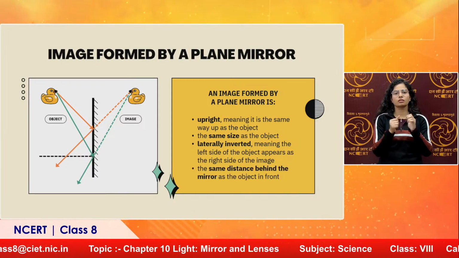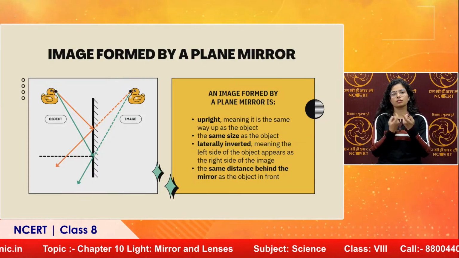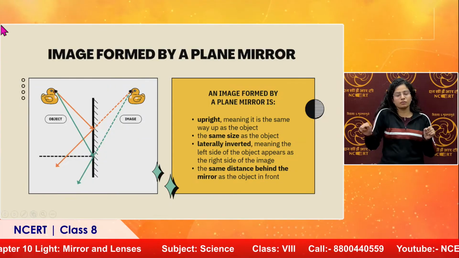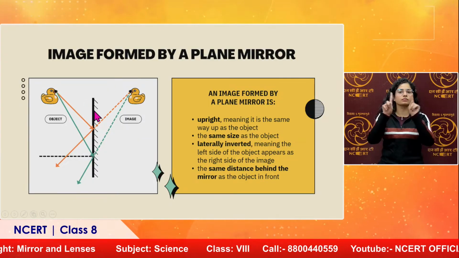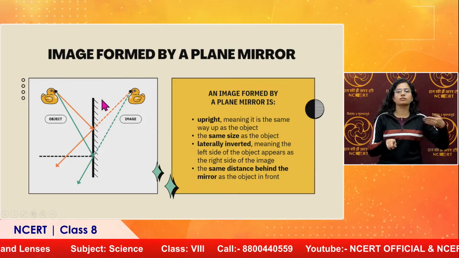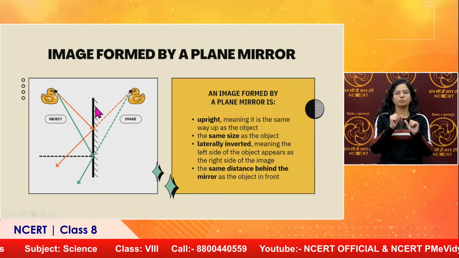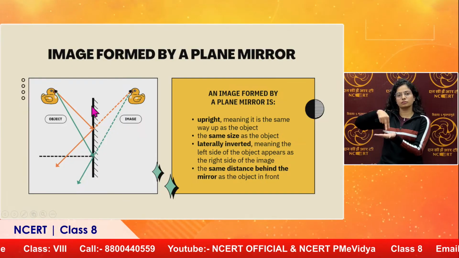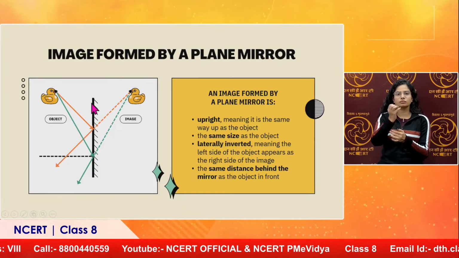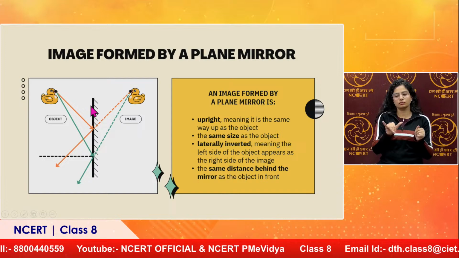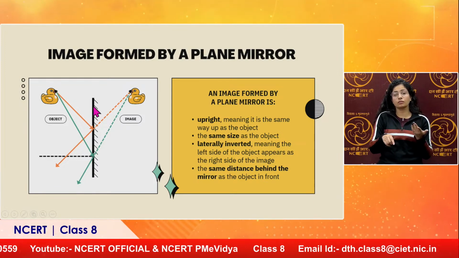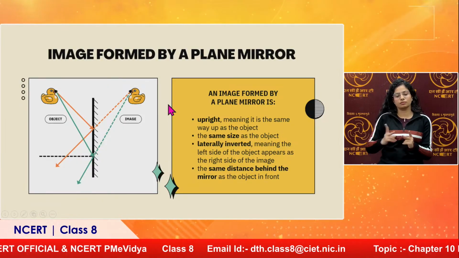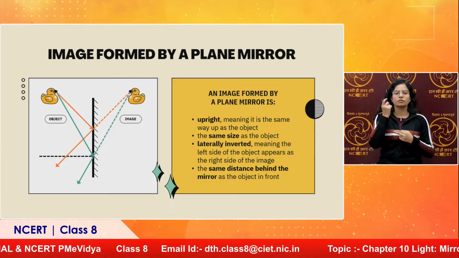And whatever is the distance between the object and the mirror, the same will be the distance of the image and the mirror. Oh, wow. Say for example, if you are standing 30 centimeters or say 1 meter away from the mirror, your image will also be 1 meter inside the mirror. Wow. So these are the characteristic properties of the image formed by a plane mirror.